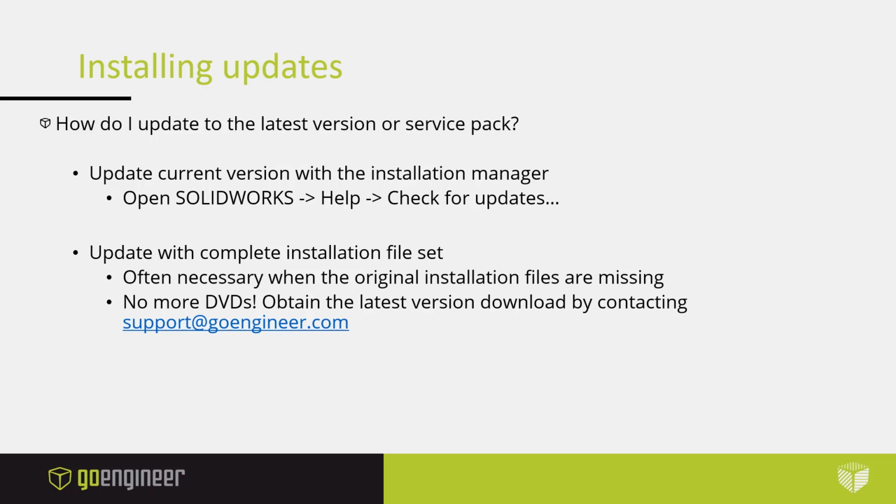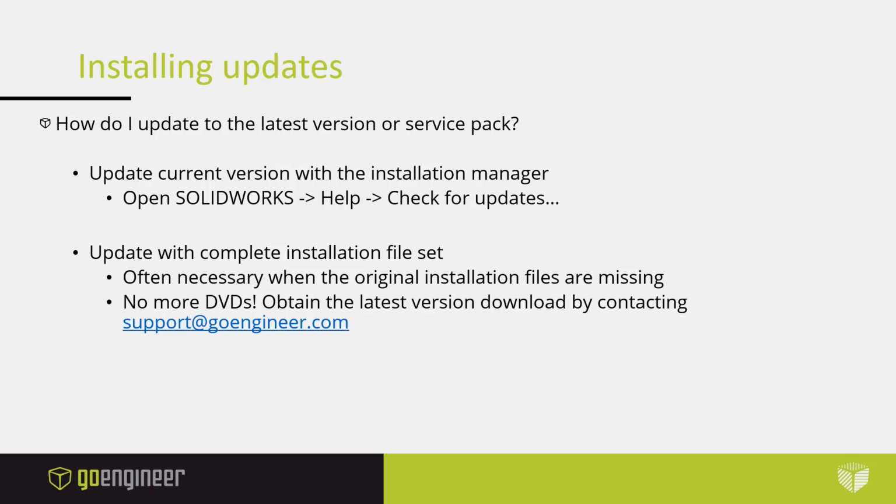Okay, so two quick ways to get updated. Obviously the one I recommend the most is just simply opening SolidWorks, the current version that you're running, and click Help, Check for Updates. Help in the newer versions is the question mark icon in the top right corner.